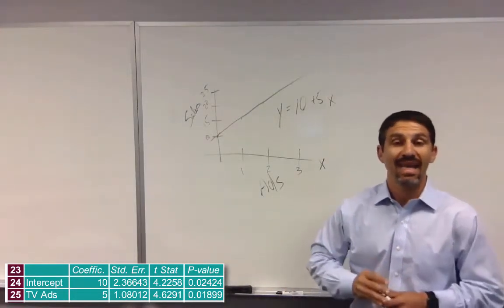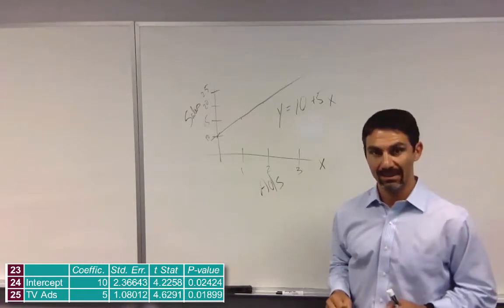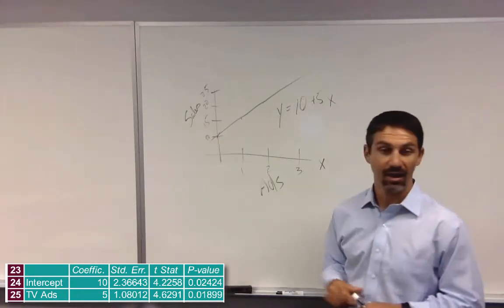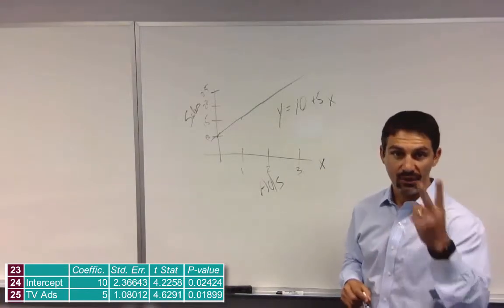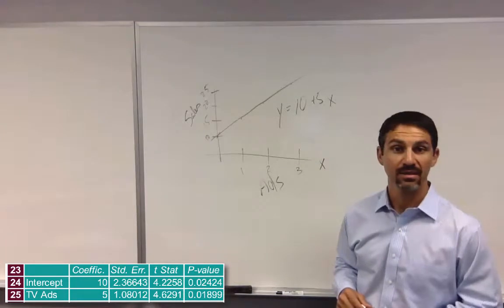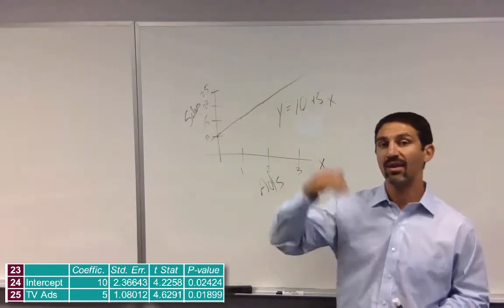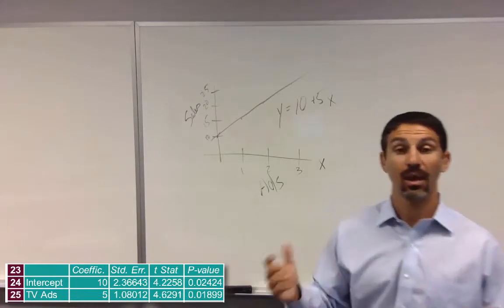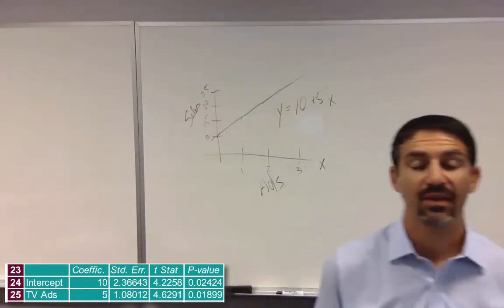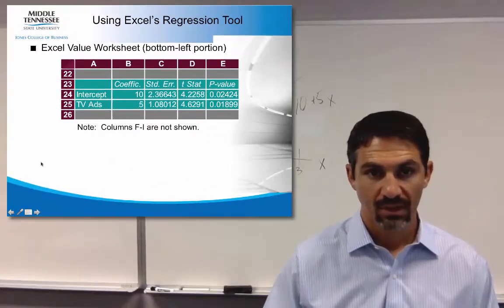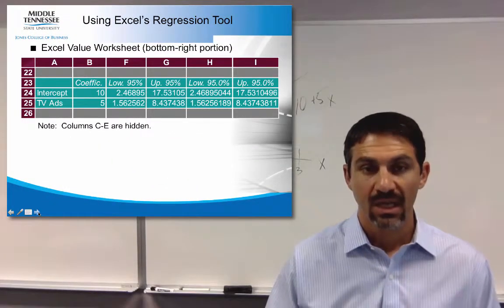So what does this mean? If we have 0 ads for the week, we'll sell 10 cars. If we have 2 ads, then we will sell 20 cars, and so on. For every ad, we seem to get at least or approximately 5 cars sold. So that's the first component.